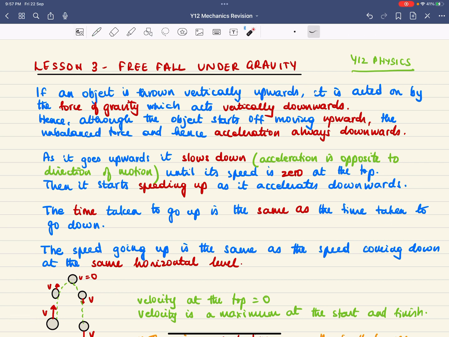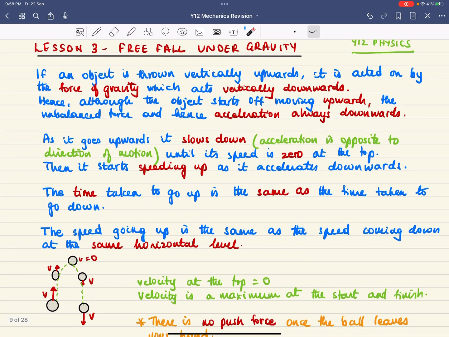So, if an object is thrown vertically upwards, it is acted on by the force of gravity, which acts vertically downwards. Hence, although the object starts off moving upwards, the unbalanced force and hence the acceleration is always downwards. As it goes upwards, it slows down. Why? Because the direction of acceleration is opposite to the direction of motion until its speed is 0 at the top. And then once it starts falling down, it starts speeding up because it's accelerating downwards.